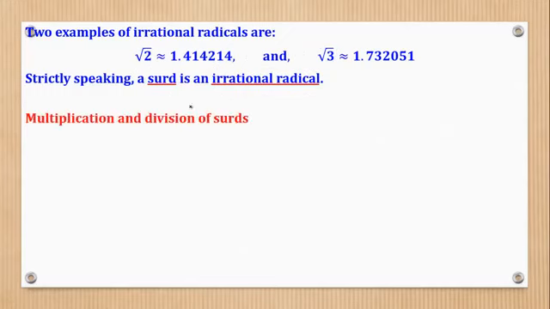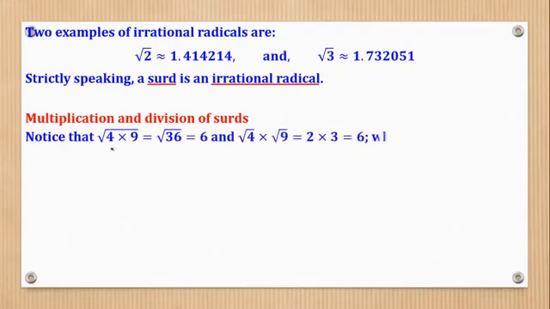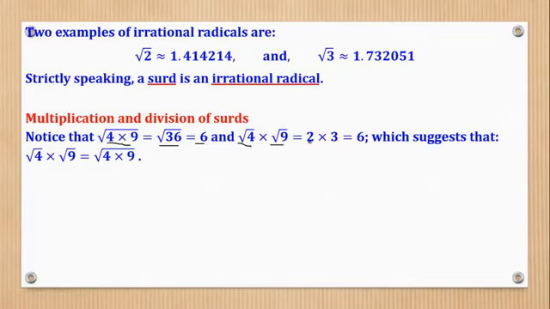Now we shall go to what we need to know in multiplication and division of surds. I want you to realize that if I write square root of 4 times 9, that is equal to square root of 36, which is 6. And also, if I write square root of 4 times square root of 9, that is the same as 2 times 3, so 2 is this, and 3 is this, which gives you 6. Do you know what that means? It means that root of this times root of this is equal to root of the product of both.